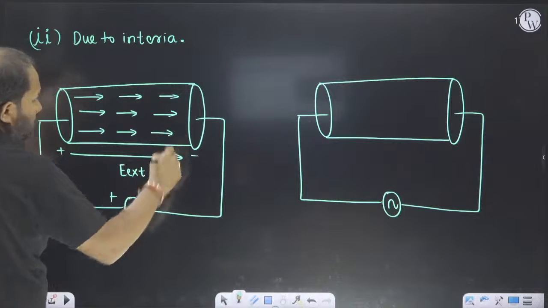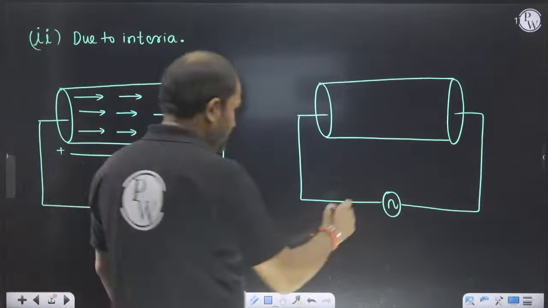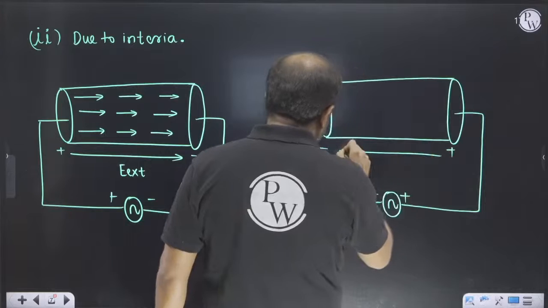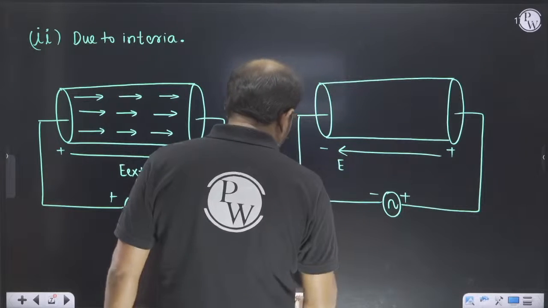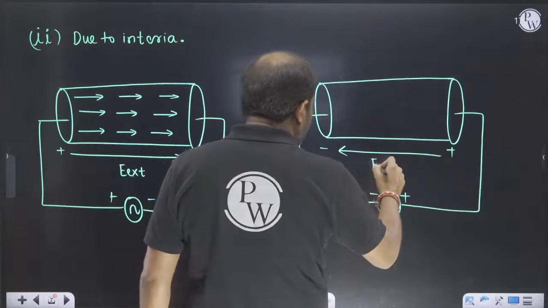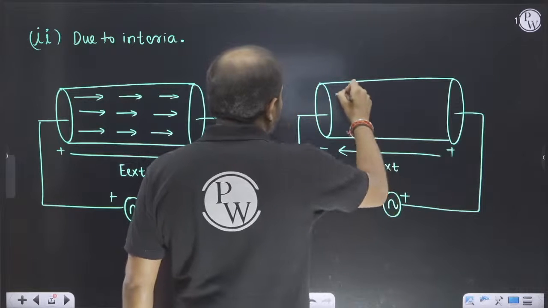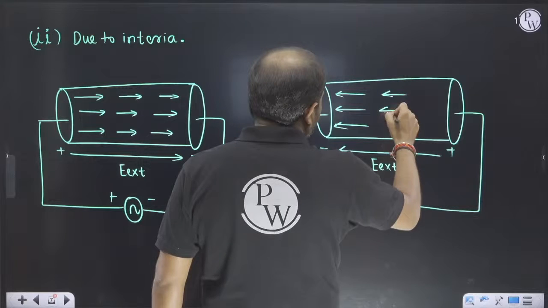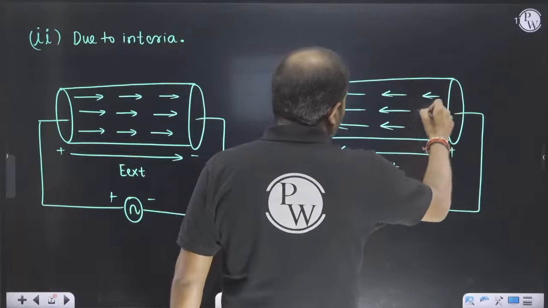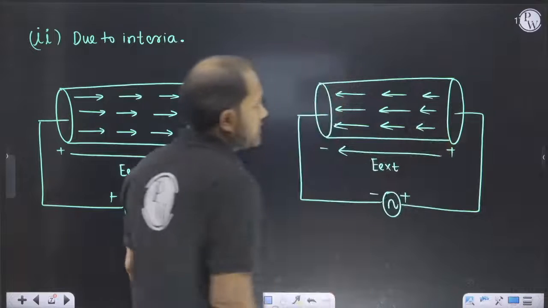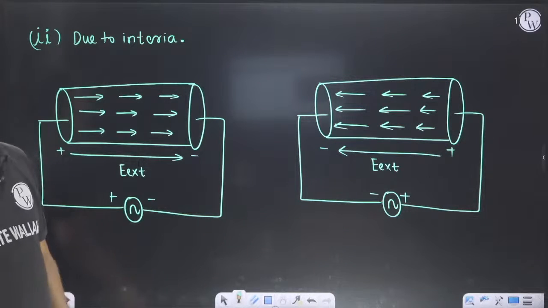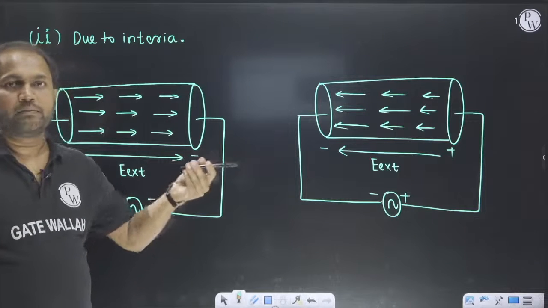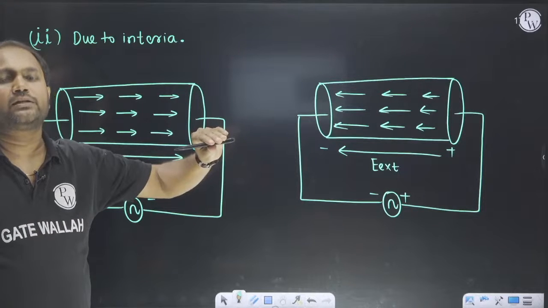If there is a negative voltage, the electric field will be oriented like this. So the dipoles will be oriented like this. If the direction of the voltage source changes, the direction of the dipoles is also changed. If I am taking positive voltage, the dipoles will be like this. If I am taking negative voltage, it will be like this.